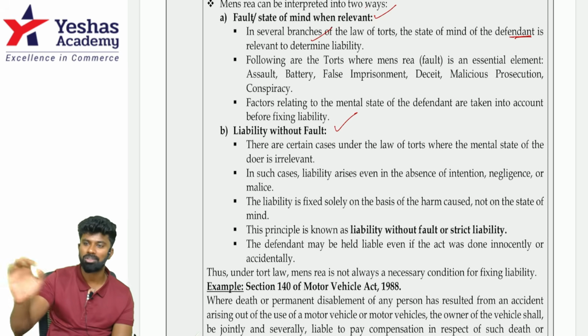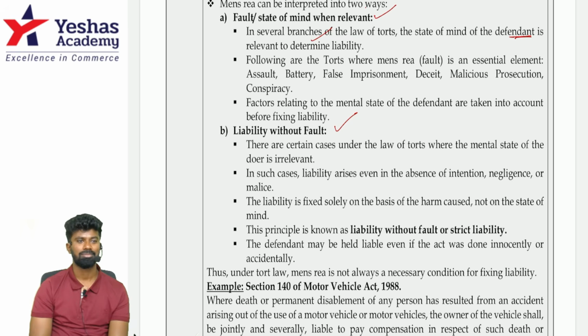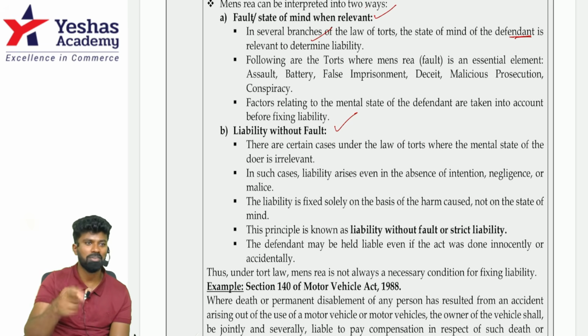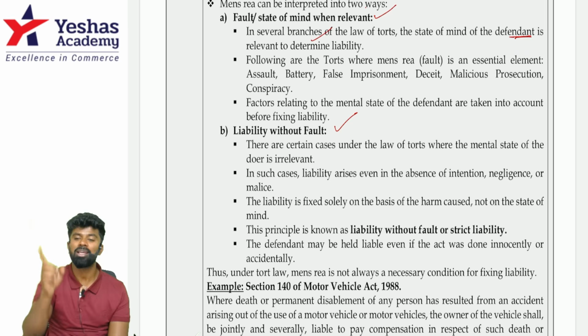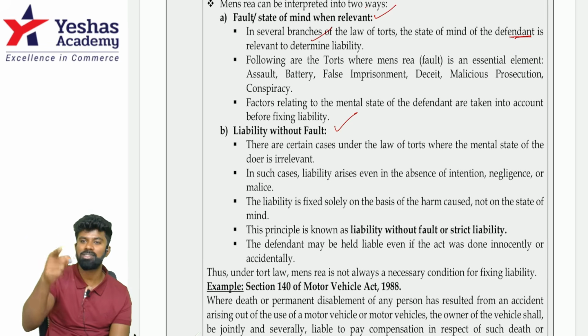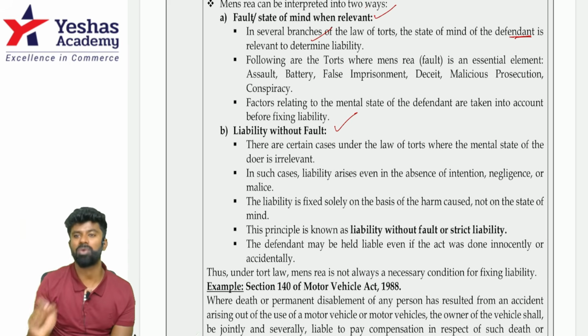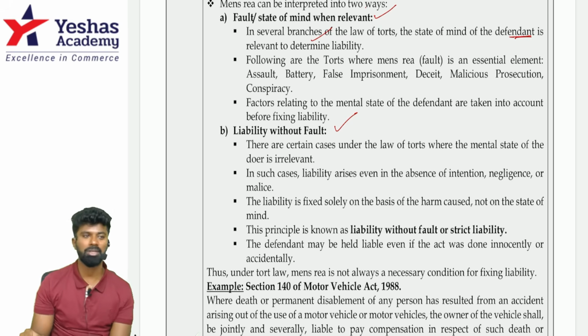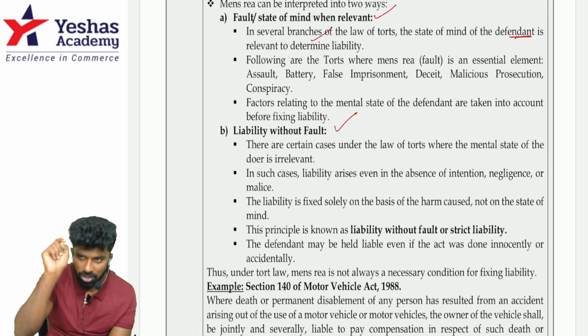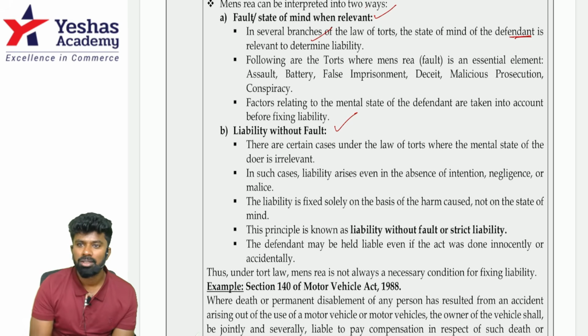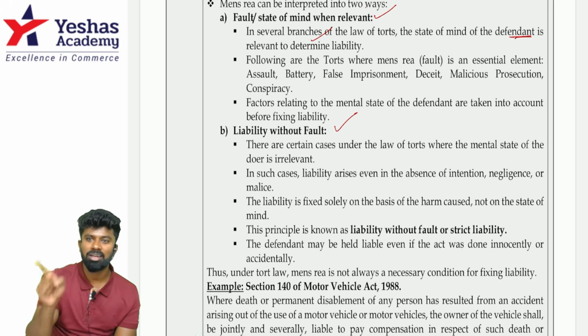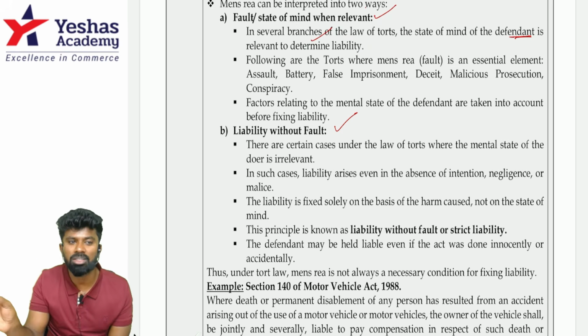There are a few torts where mens rea is not required. Actus non facit reum nisi mens sit rea is not applicable for certain torts. What are they? Strict liability and absolute liability. There are a few liabilities where you would be held responsible without any fault.